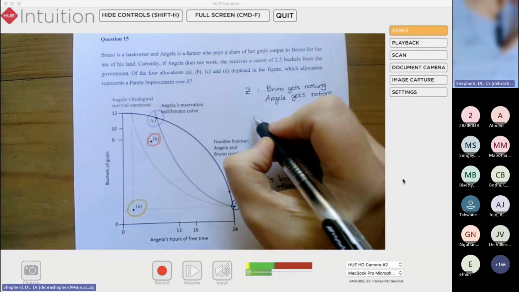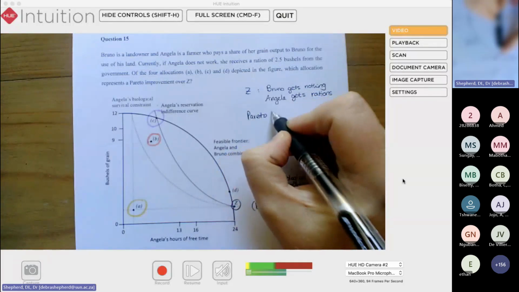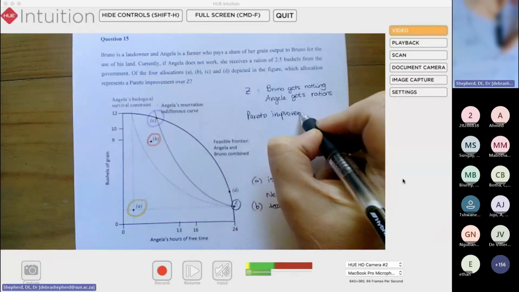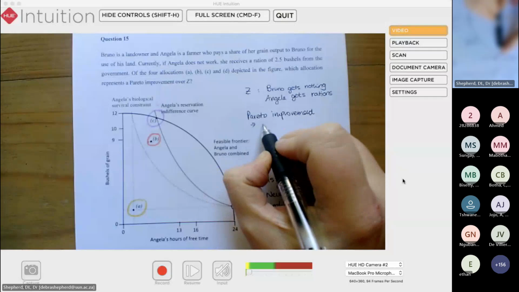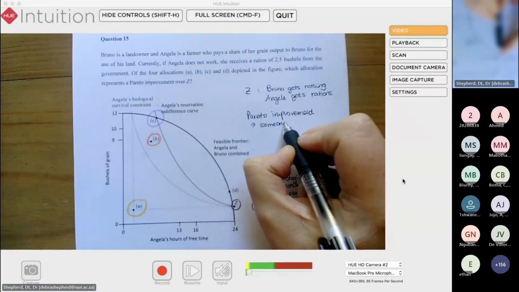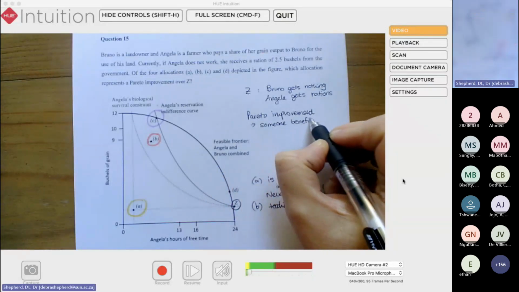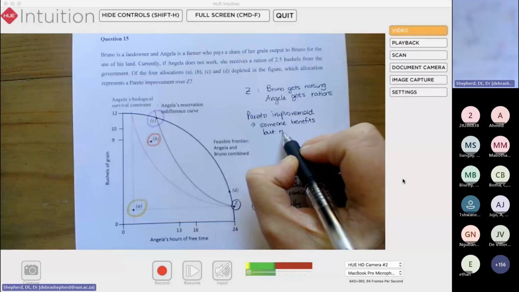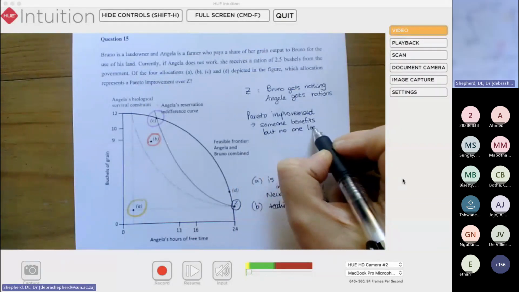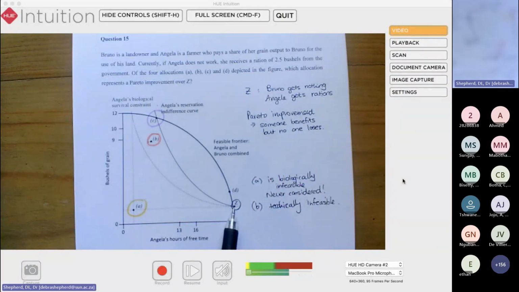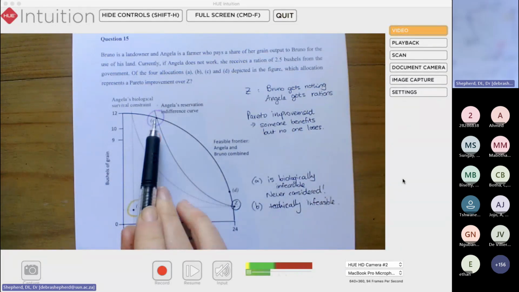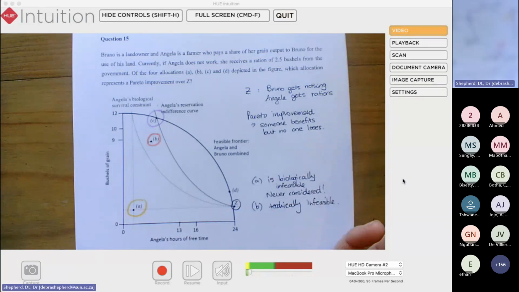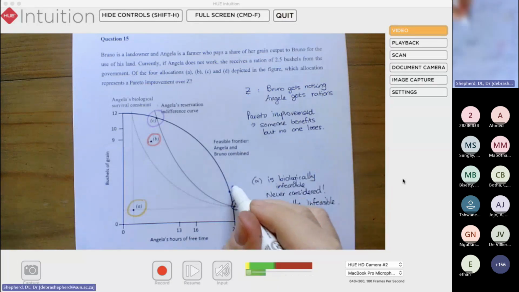Okay, so let's think about what a Pareto improvement is. So a Pareto improvement means someone benefits, but no one loses. And so comparing Z to C, is anyone better off? No. Is anyone worse off? No. If we look at D, let's look at D.